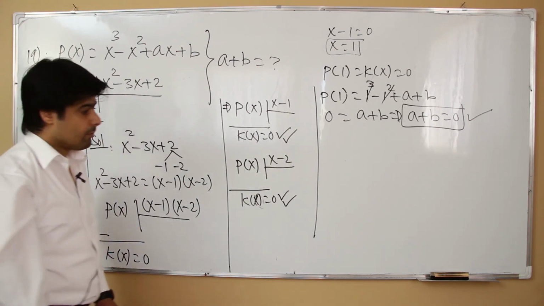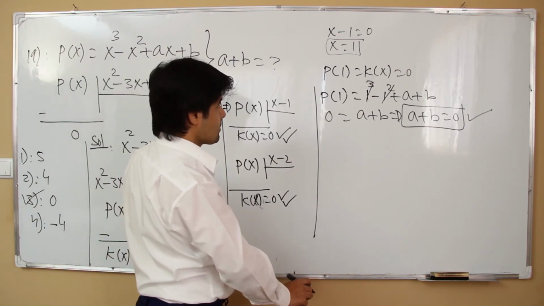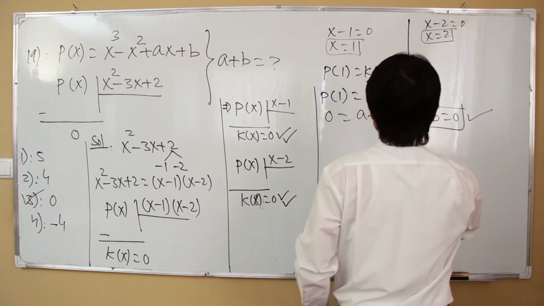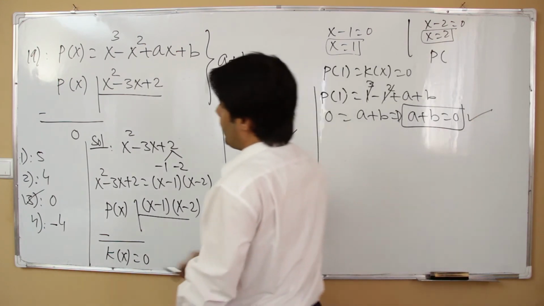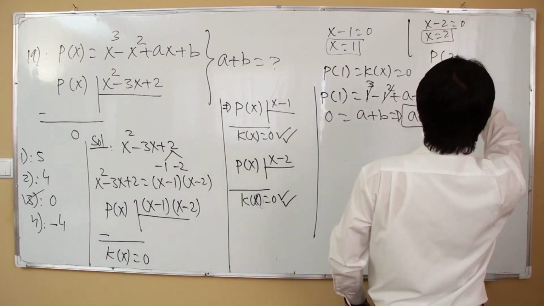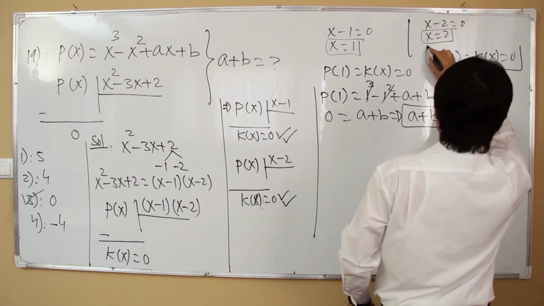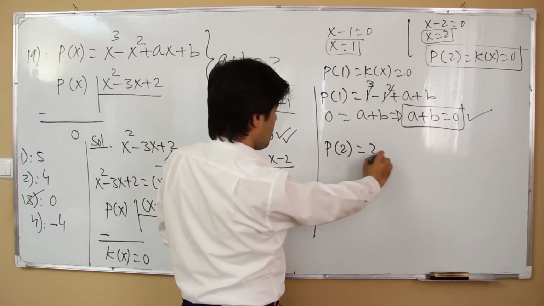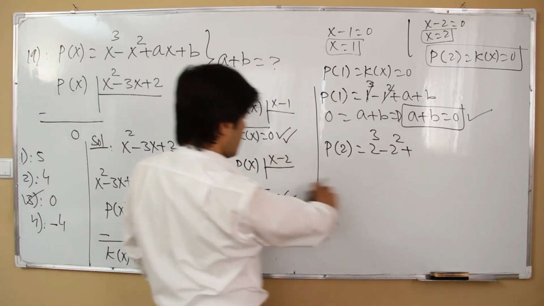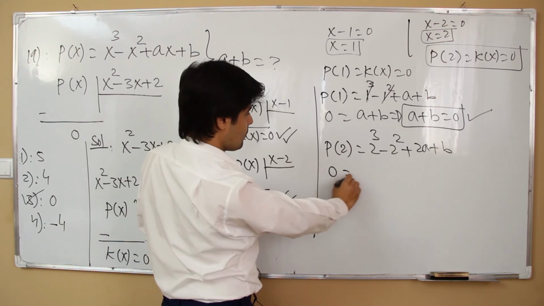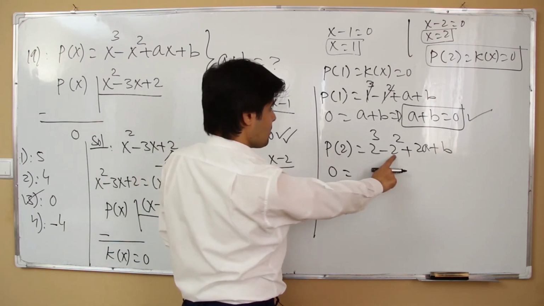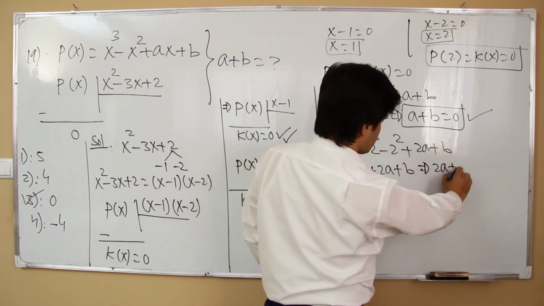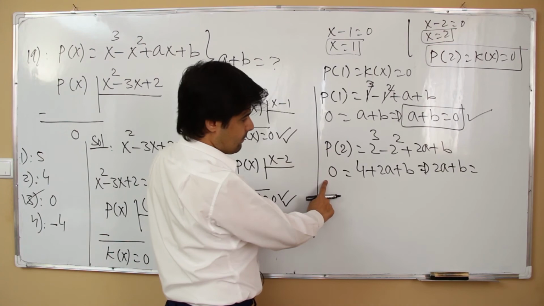Maybe you think for x minus 2. Yes, come to the x minus 2. If I set x minus 2 equal to 0, x is equal to 2. So instead of x, you can use 2, and this P2 is also kx, which is 0. If I put 2 in here instead of x, P2 is 2 to the power 3 minus 2 squared plus 2 times a, 2a plus b. This P2 is 0. 2 to the power 3 is 8, 8 minus 4 is 4, plus 2a plus b. Am I right? So you can say that 2a plus b is 4. Put it to the left side, it is minus 4.